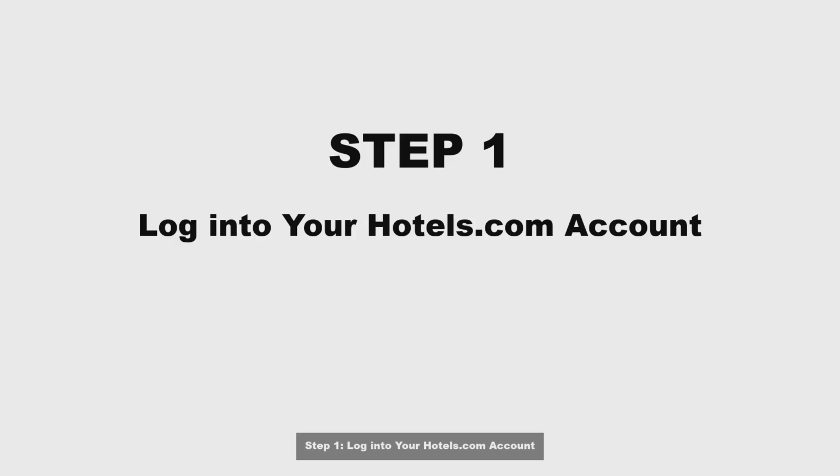Withdrawing money from Hotels.com to your bank account can be a straightforward process if you follow the right steps. Here is a simple guide to help you through it. Step 1. Log into your Hotels.com account. Access your Hotels.com account by visiting the website or using the app. Enter your login credentials to access your account dashboard.